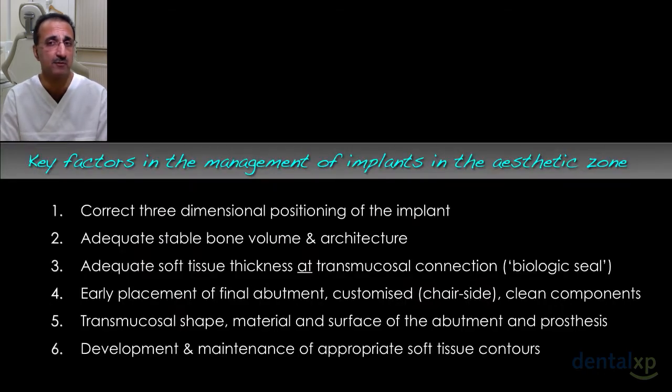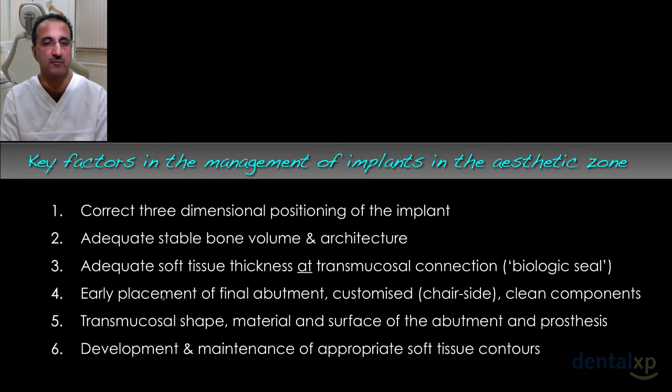Key factors in management of implants in the aesthetic zone. So, of course, always place the implant in the right place to have an adequate, stable volume of bone with proper architecture. You've seen in some of my other lectures, I'm sure, that we talk about these key factors to ensure we have an adequate soft tissue thickness at the time of transmucosal connection, so that we have enough volume of soft tissue to prevent need for bone to remodel to create larger width. And this is something that we very much believe in.